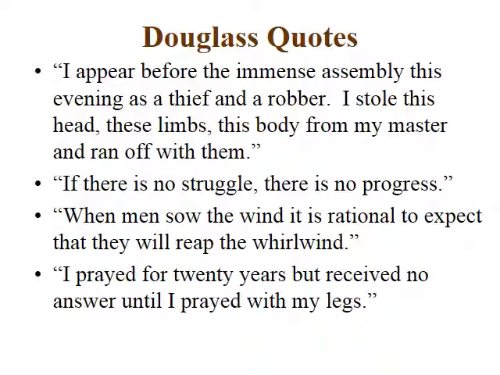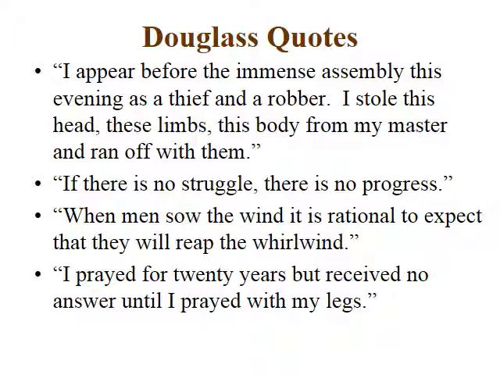That's an amazing story. Some of his quotes that I like, and this is some of the speeches that he gave, and my favorite one is this very first one, and it kind of shows the ridiculousness of the institution of slavery. Remember, he's a runaway slave, so here's what he means by this quote. "I appear before the immense assembly this evening as a thief and a robber. I stole this head, these limbs, this body from my master and ran off with them." So he's essentially admitting, right, that he's guilty of theft. And what did he steal? He stole himself.